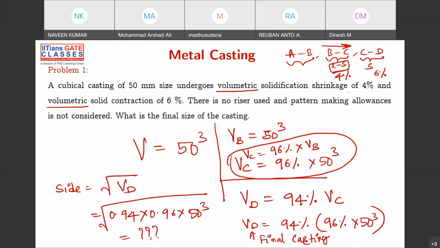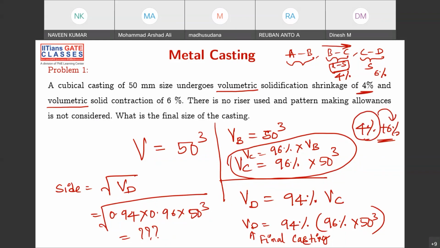What people will do is hurriedly add these two, 4% plus 6%. It's wrong. Why? First the 4% is happening, and only after that the 6% is happening. Both are not happening simultaneously. You have to remember that.